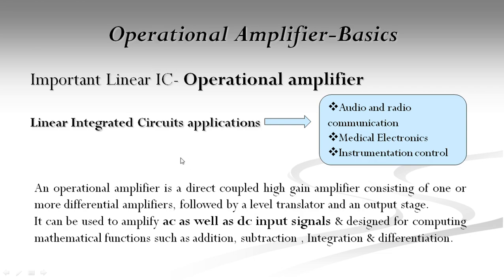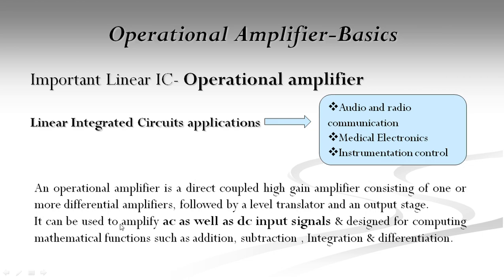Now let us see linear integrated circuit applications. The linear integrated circuit, or LIC, is used for a variety of electronic applications like audio and radio communications, medical electronics, instrumentation, control, and many more. Here we are going to see a very important type of linear integrated circuit, which is the operational amplifier. An operational amplifier is a direct-coupled high-gain amplifier consisting of one or more differential amplifiers followed by a level translator and an output stage. These are the internal blocks of an operational amplifier.